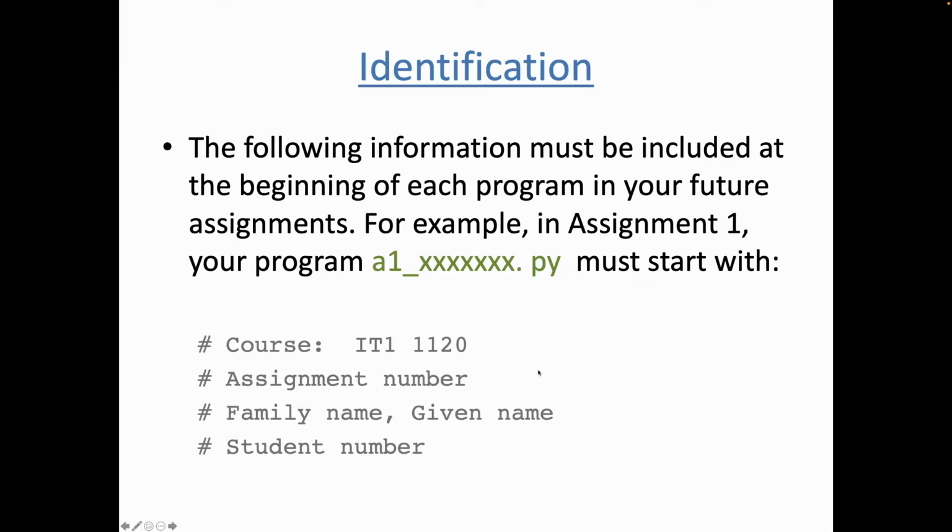This part is for your future assignments. Like in assignment 1, your program is named A1 underscore your student number .py. It should start with this information.